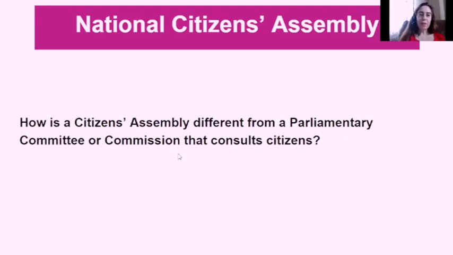A good way to think about a citizens' assembly is to contrast it to other processes. So, those of you who have been in the electoral reform movement with us for a long time will know that commissions and committees on this topic go back 100 years to 1923. And most of them consulted citizens in some way, either by reaching out into communities, holding meetings, or inviting people to come and testify to committees and commissions. So how is a citizens' assembly different? And this is what's really important.